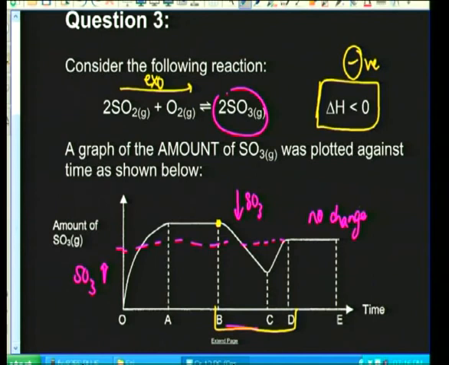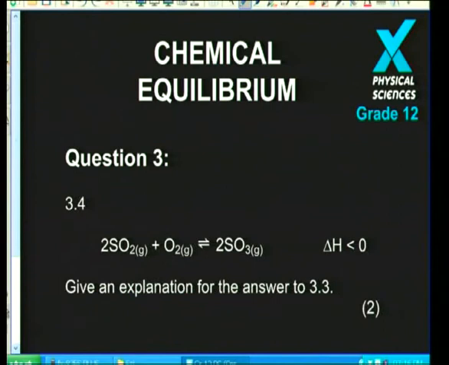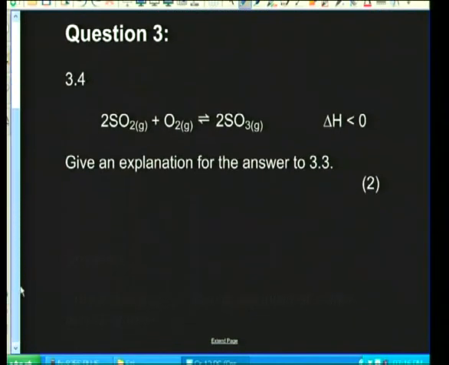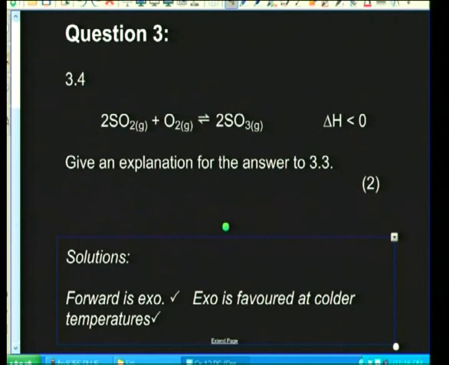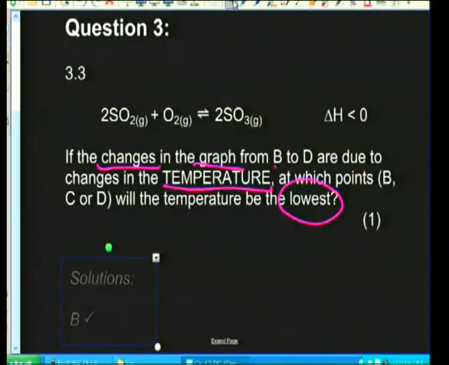Okay? So looking at the graph, the temperature here must be the lowest, and I'm going to go across to my explanation here. Let's jump a few slides. We get the next question asking us for an explanation. The forward reaction is exothermic. An exothermic reaction is favored specifically when we have colder temperatures. So the exothermic reaction would be happening when I have the lowest temperature at point B. And the answer for the previous one they asked us was point B.